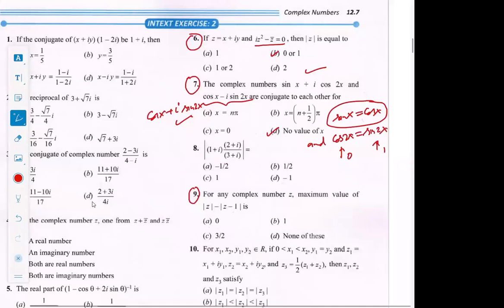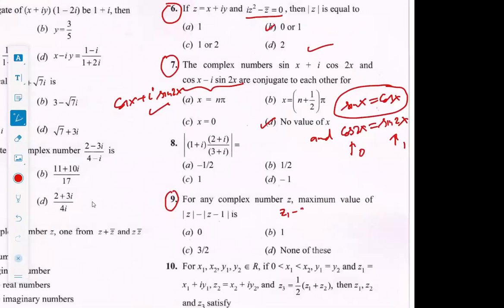Question number 9. Do you know this inequality? Triangular inequality. I taught you in the last class. Modulus of Z1 minus Z2 is always greater than or equal to modulus of Z1 minus modulus of Z2. So here this one is Z1 and this one is Z2.